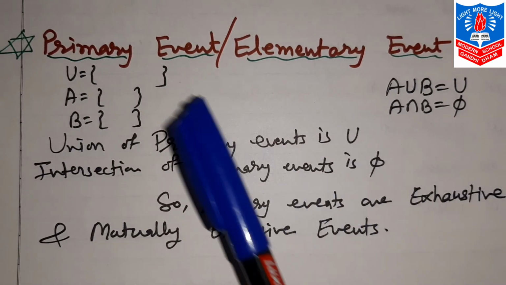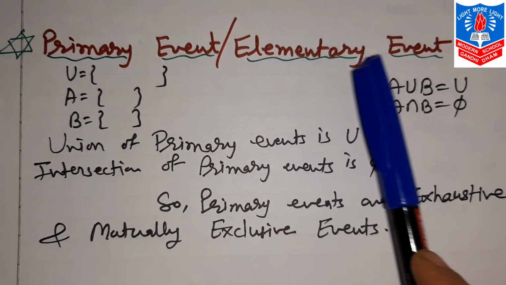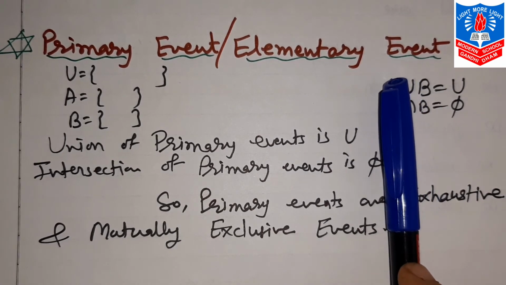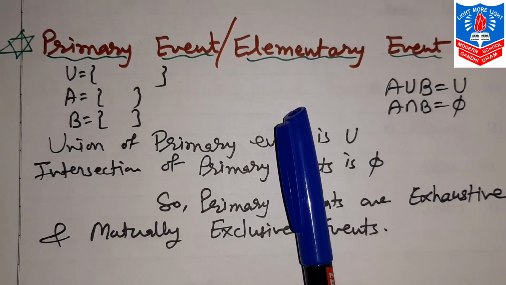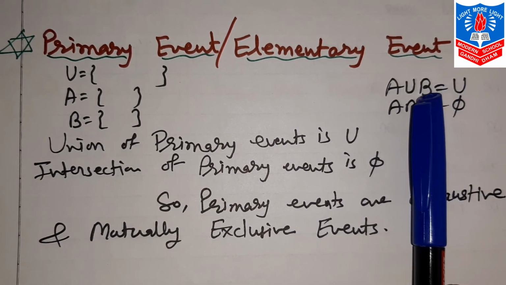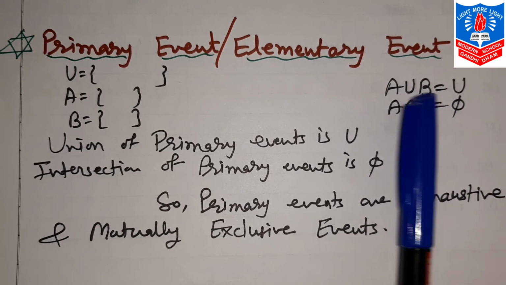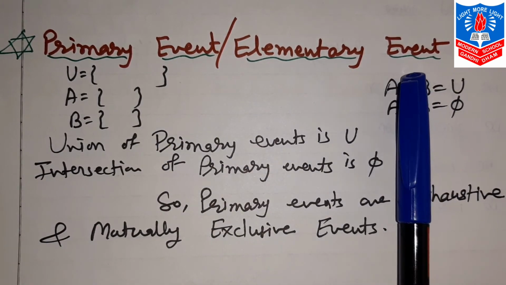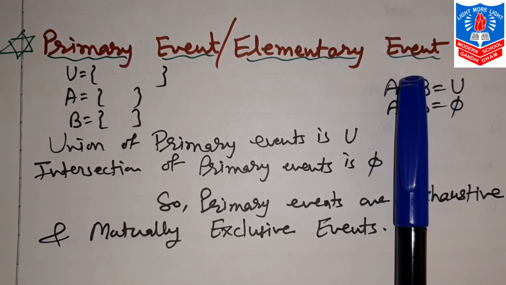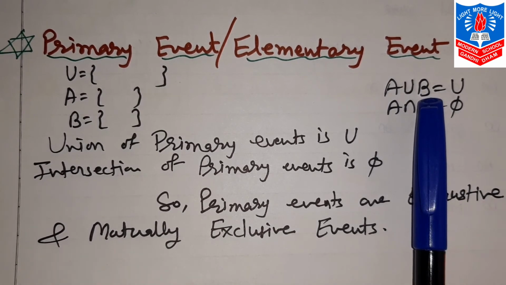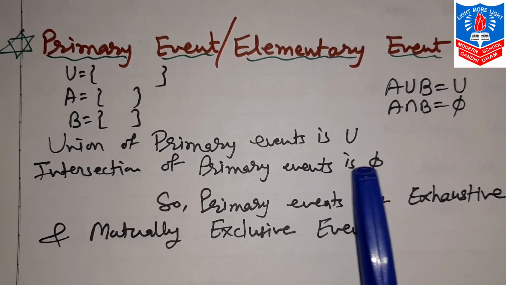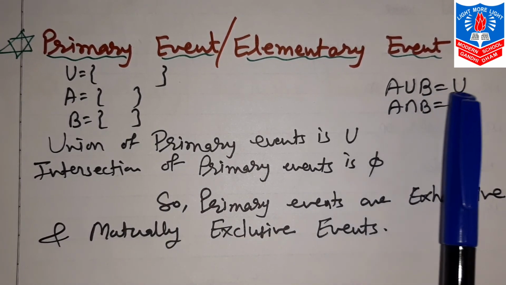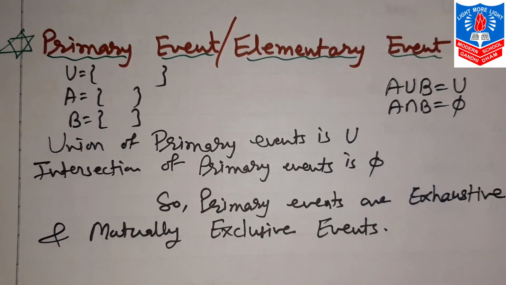Last term, that is primary event or elementary event. Now what is that? The events of all singleton subsets of a finite sample space U are called primary events or elementary events. Remember, the union of these primary events is U and the intersection of primary events is the null set. So A union B is equal to U and A intersection B is the null set. This way it will be.